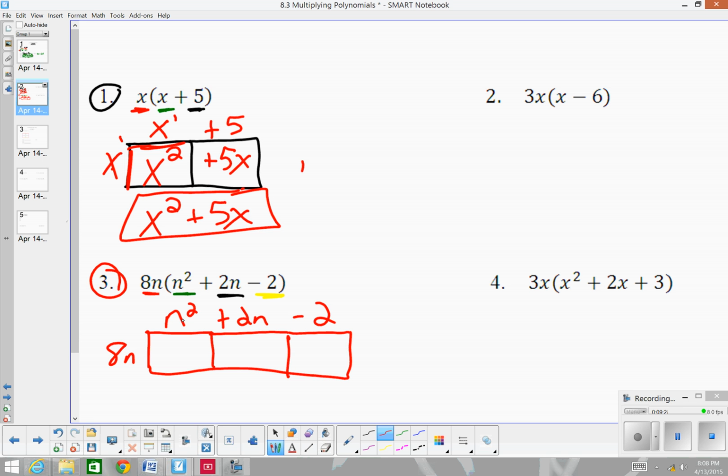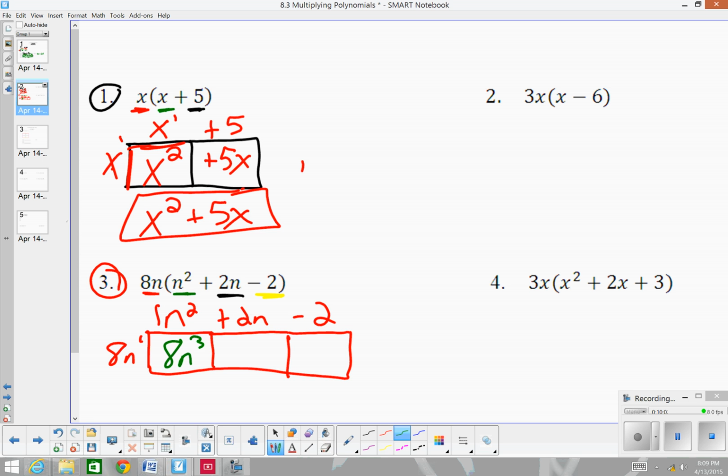Now, when I multiply monomial times a monomial, remember, I'm going to multiply the coefficients first. So 8 times what's in front of here, it's a 1. So 8 times 1 is 8. Now I have n times n squared. Now remember, what do you want to do with the exponents? You want to add the exponents when multiplying. So n times n squared is 1 plus 2 is 3, so it's going to be n cubed.